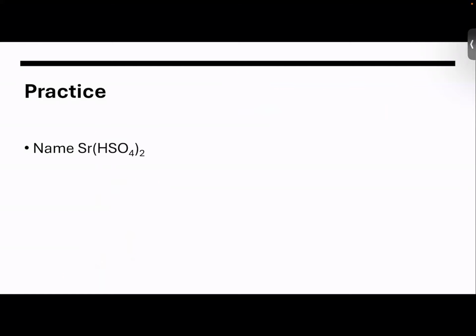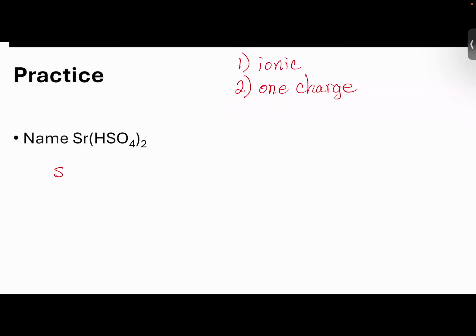How about this one? Okay, well, it is ionic. One charge or more than one? One charge, because it's in group 2. So we name the metal, which this is strontium. And we name the polyatomic ion. This one you can name a couple of different ways, but the IUPAC naming is going to be hydrogen sulfate.